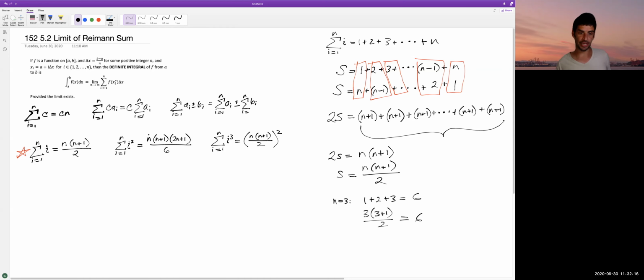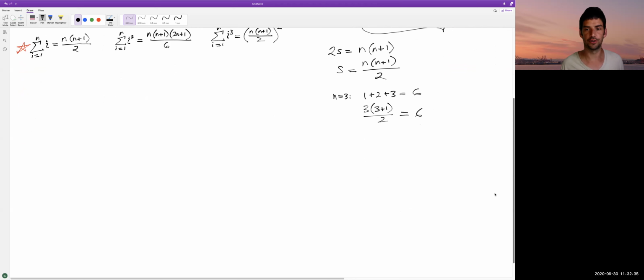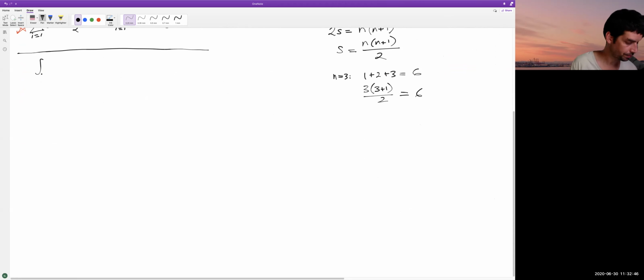These other ones are more complicated, but it's a similar idea. You can do some complicated algebra, do some manipulations, and you can show that these sums are equivalent to these formulas. All right, so why did we do that? Well, let's compute one of these definite integrals. I want to compute the integral from -1 to 5 of 1 plus 3x dx.